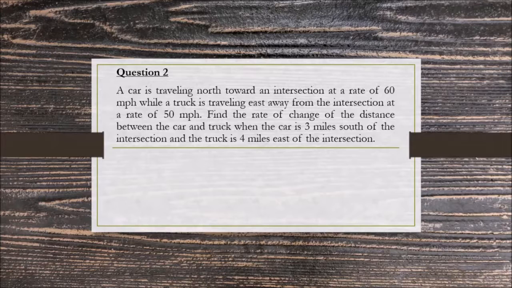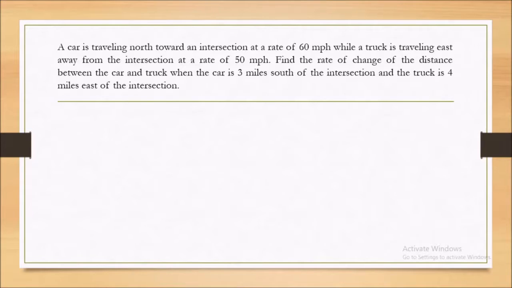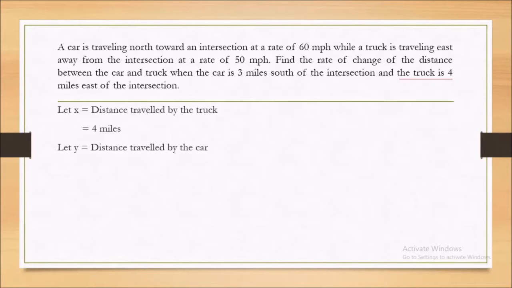By extracting all the information given, we have x, distance travelled by the truck, y, distance travelled by the car, dx/dt, rate of change of truck, dy/dt, rate of change of car. But the question asks us to find the rate of change of the distance between the car and truck, which is dz over dt. By visualizing the question, let x, distance travelled by the truck, be 4 miles east of the intersection, and y, distance travelled by the car, be 3 miles south of the intersection.